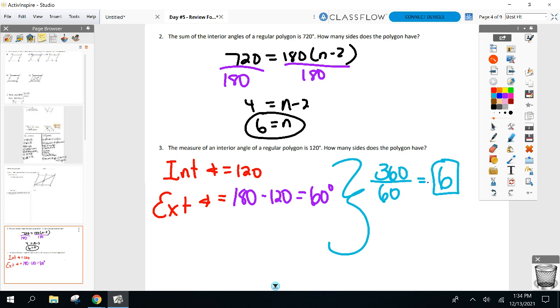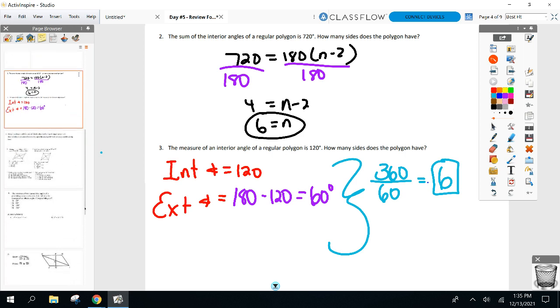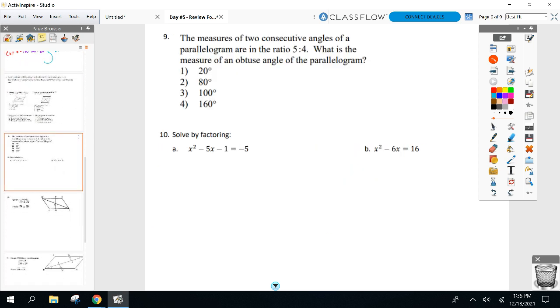Questions? All right, you ready for this now? I think I warned you on Friday. This was going to be a part of the quiz, so now let's do a little practice with it. Number 10. Solve it by factoring. Oh boy. People are sweating now.